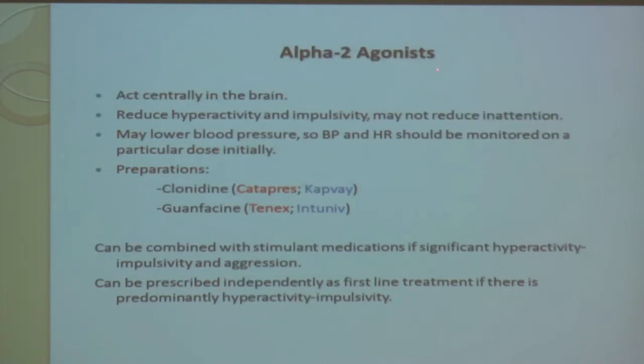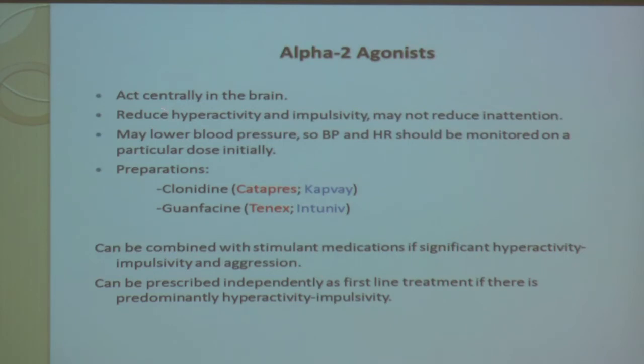Alpha-2 agonists are the other group of commonly prescribed medications, and these include clonidine and guanfacine. And these are the brand names. Catapres is the immediate release. Kapvay is the extended release form of clonidine that is used. Tenex is the immediate release preparation, and Intuniv, which I'm sure you must have heard about, is the extended release preparation. These medicines act centrally in the brain, and they lower the central adrenergic drive.